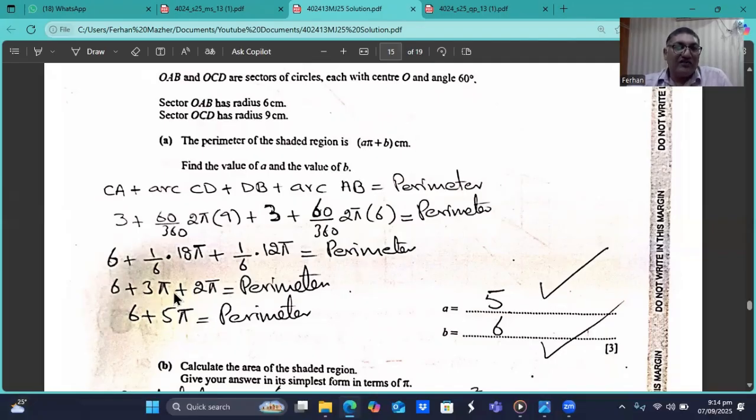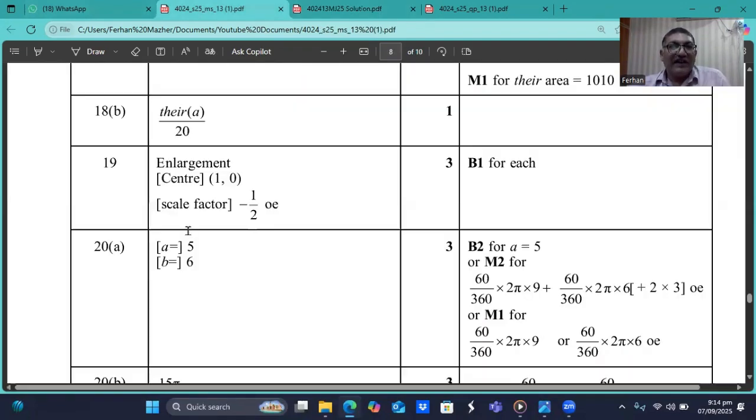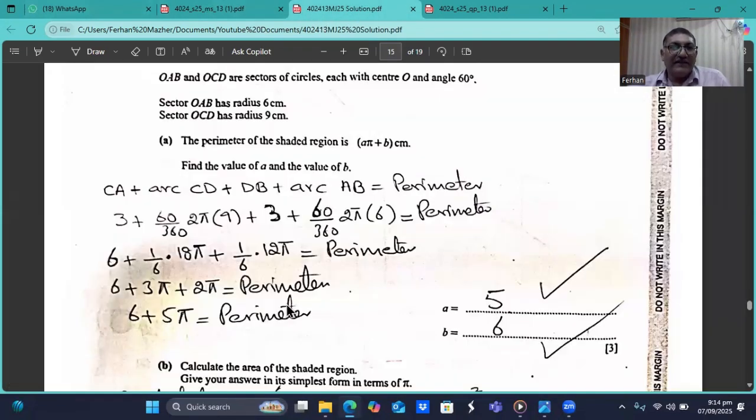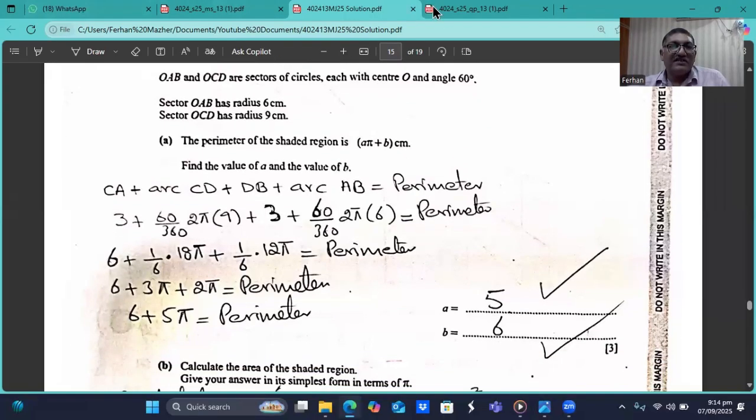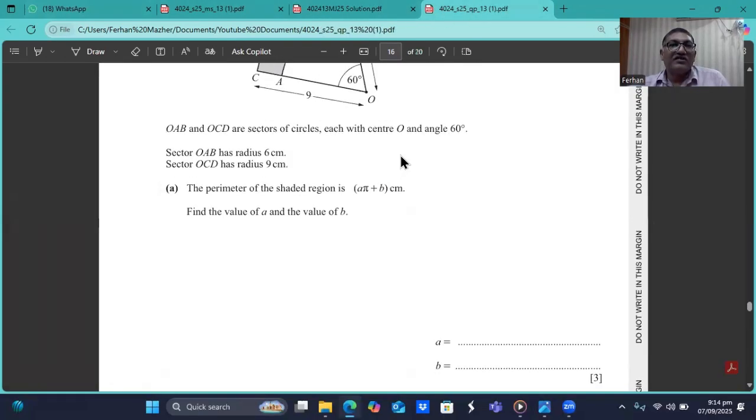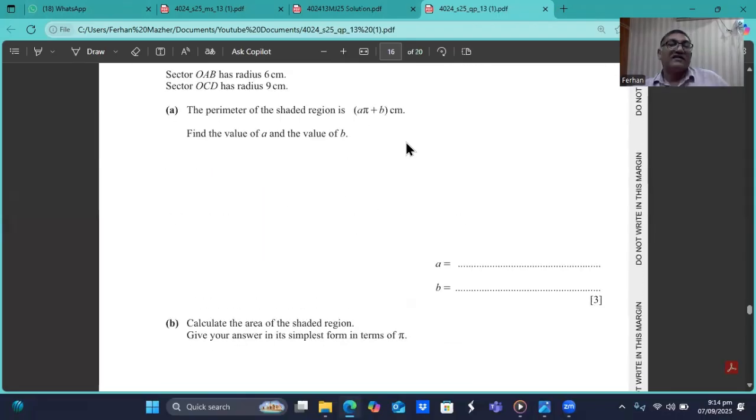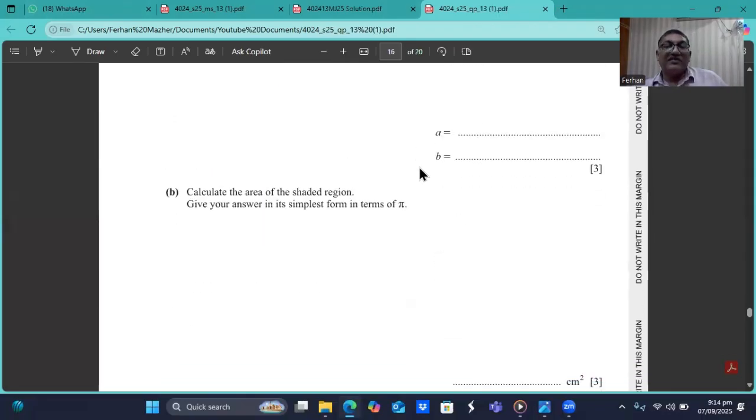So the value of A is 6. Sorry, the value of A is 5, and the value of B is 6. So 5 and 6. This is how this is done. This is part of question number 20, I think. Yes, it was a 3 marks question.